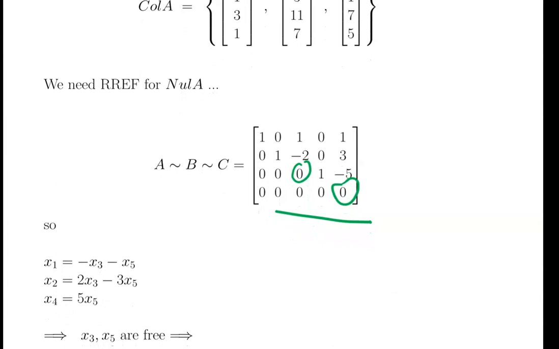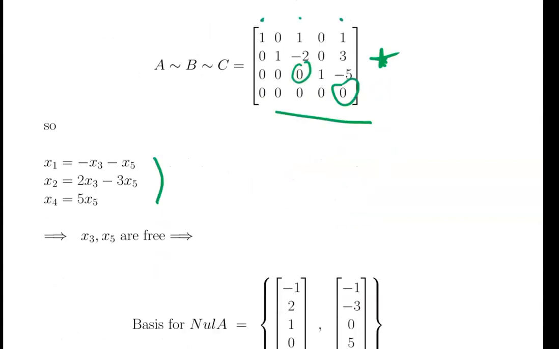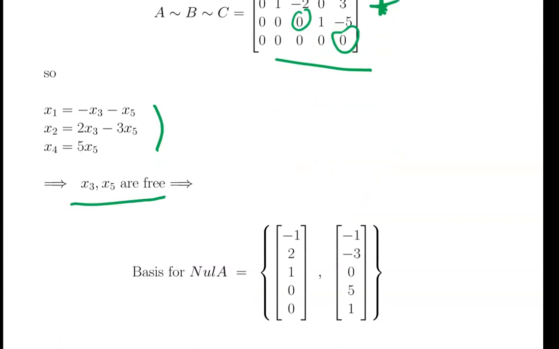So x1 is minus x3 minus x5. These are coming from this right here. And so we can write these parametrically. x3 and x5 are free, so the other variables can be expressed in terms of them. So we have minus 1, 0, 1 for x3, 0, 0, and minus 1, minus 3, 0, 5, and then the 1 for x5. So this is the basis for the null space. In other words, any vector that gets mapped to the 0 vector is a combination of these two.